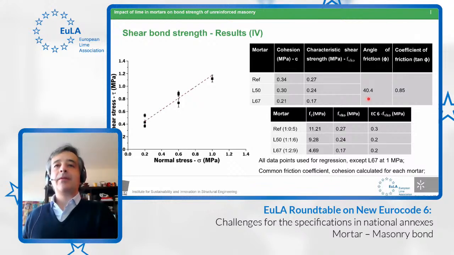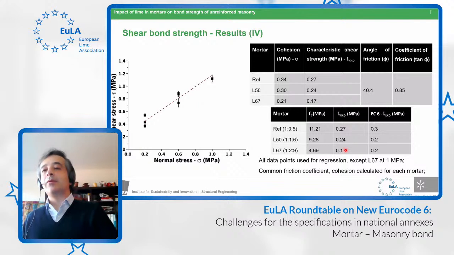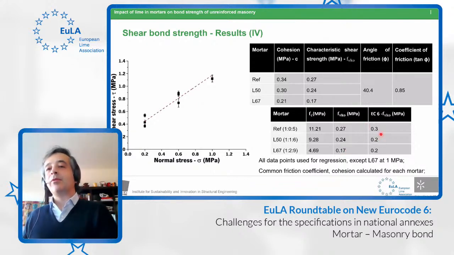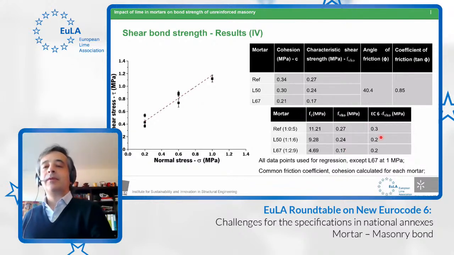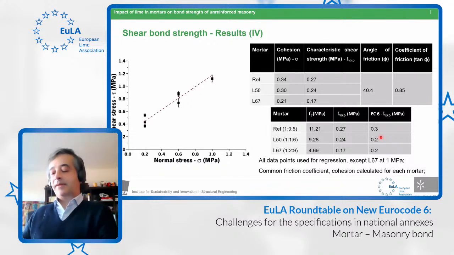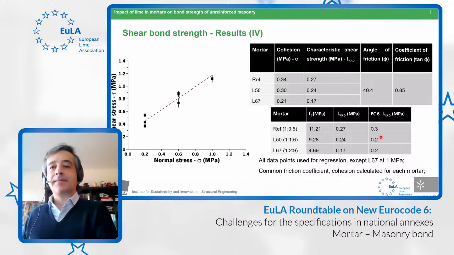And from this common calculated angle of friction, we independently for each mortar tried to calculate the value of FBK0. And when we did that, the trend ended up being more similar to what would have been expected from the flexural strength, with the reference and L50 similar, but with some advantage for the reference, and the L67 being lower than those. And then in relation to Eurocode 6, this also still looks coherent, such as the previous analysis.